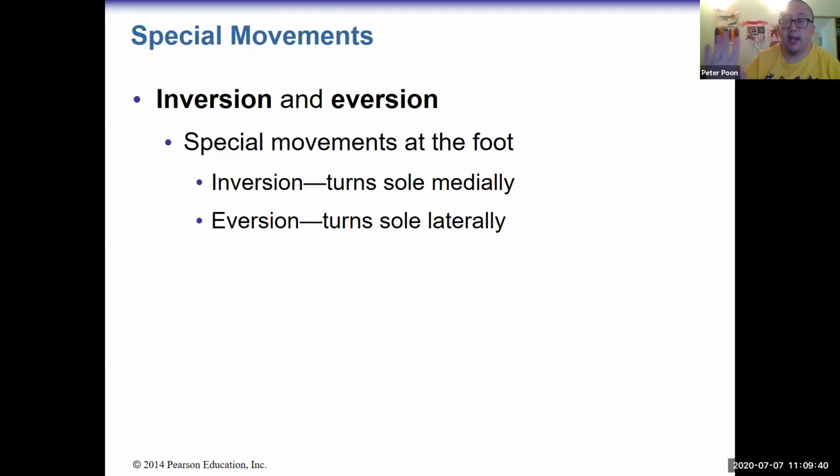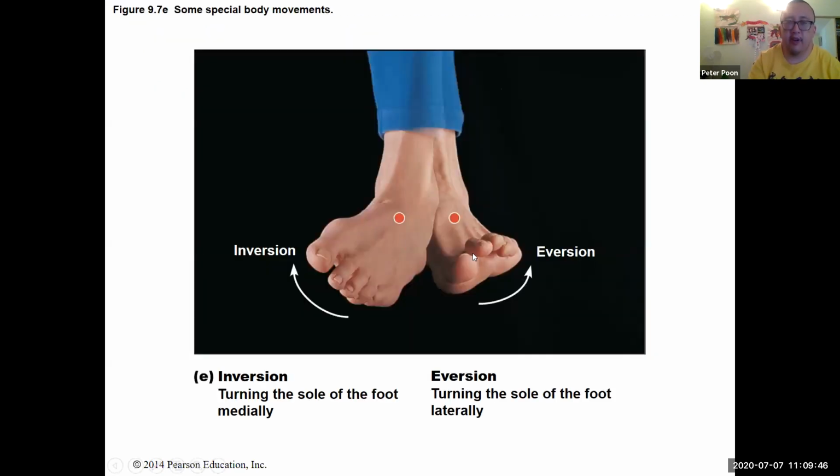Inversion, eversion. Inversion is this, eversion is out. I met someone who didn't know what hacky sack was yesterday, so maybe some of you know. But if you play hacky sack, you're inverting your foot. If you sprain your ankle, you are inverting your foot too far. You can technically sprain your ankle the other way, but it's extremely rare. It is much more often you sprain your ankle this way, inverting your foot too far.